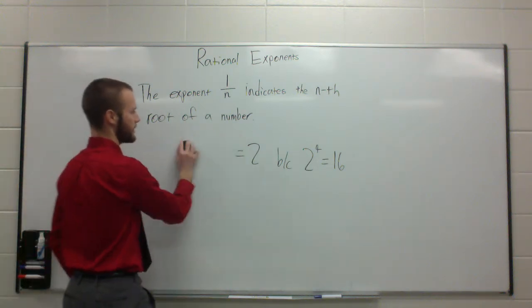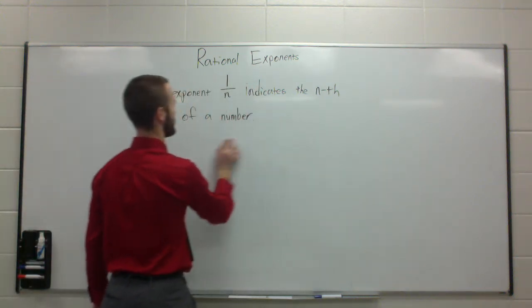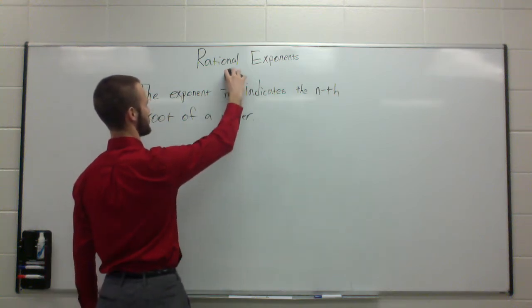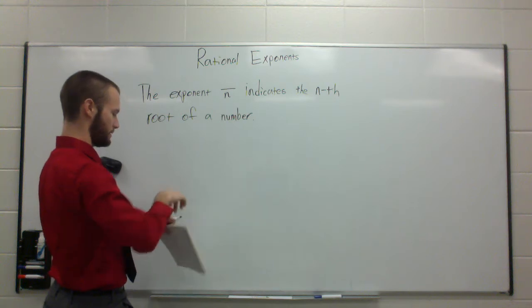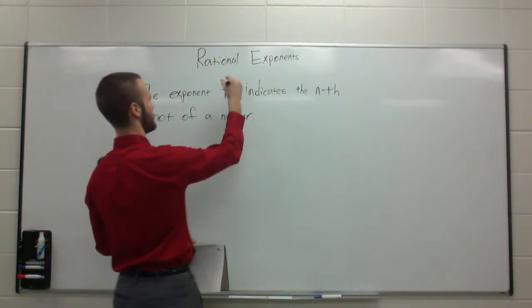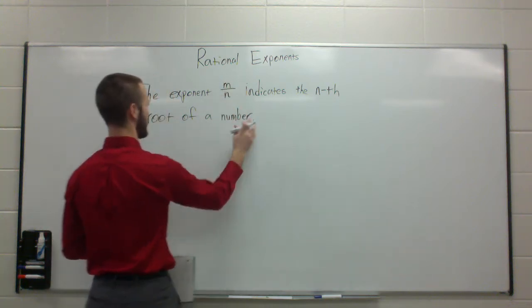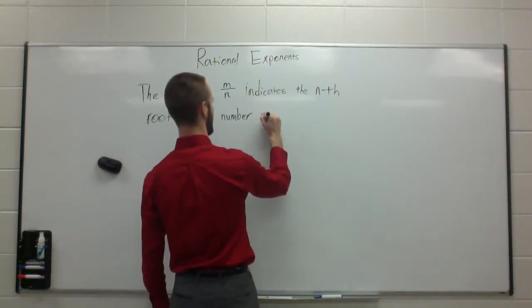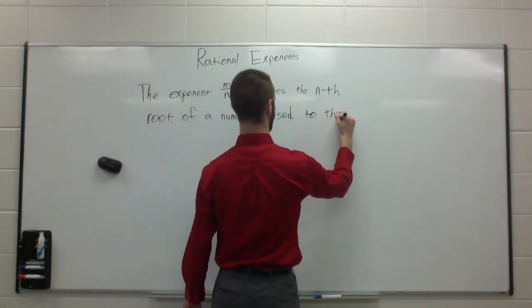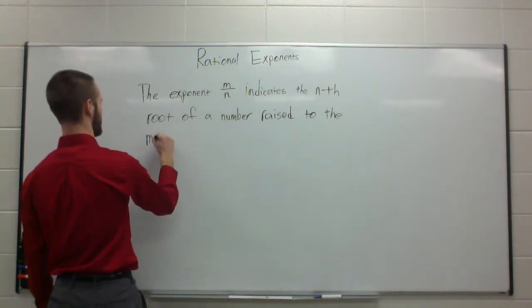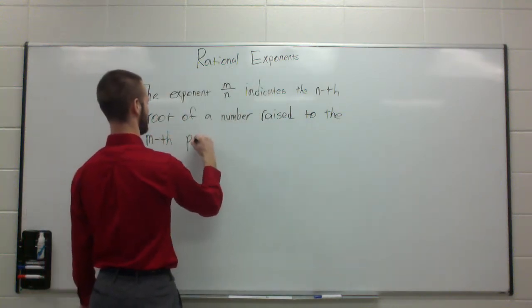Now, if we change the exponent to have a numerator, so I'm just going to switch this around. The exponent m over n indicates the nth root raised to the mth power.